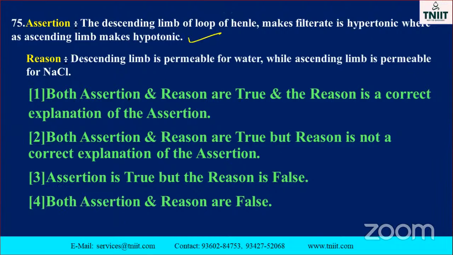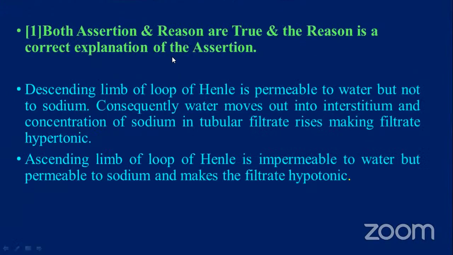Next, automatically you know about the others. The reason is also explained; these are interlinked. The descending limb is permeable to water while the ascending limb is permeable to sodium chloride. Yes, it is also correct. So the assertion is correct, and the reason is also correct. So the option is the correct one here. When two statements are interlinked, descending and ascending like that, that is the keyword. Don't forget. See the option: both assertion and reason are true, and the reason is the correct explanation of the assertion.